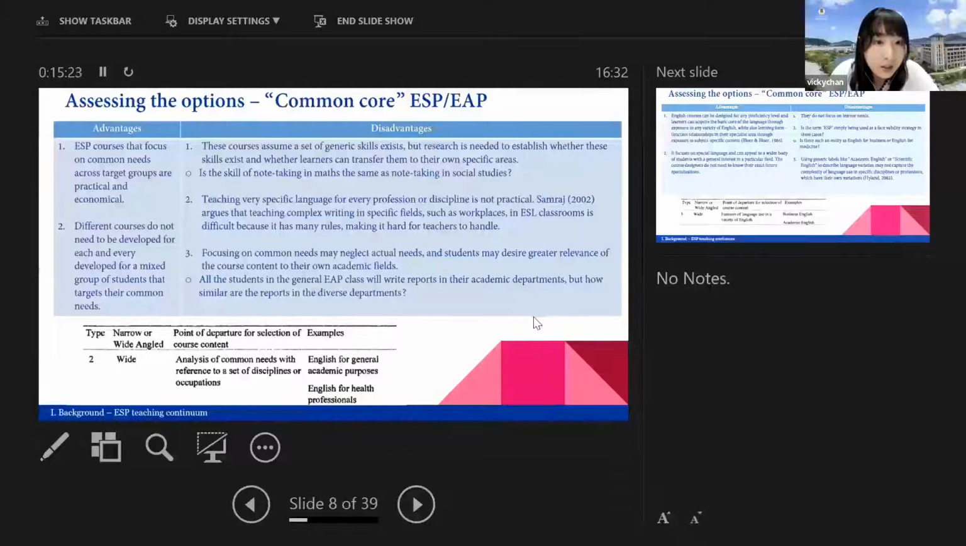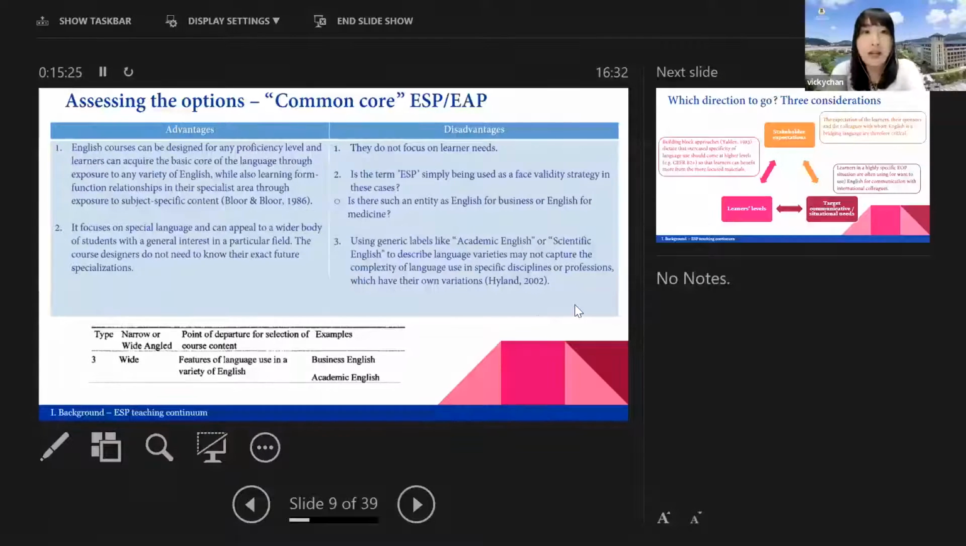And then also here is something very similar to what we just discussed, the type 3, very common core ESP. Again, having the terms academic English or scientific English, generic labels like that, does it really capture the complexity of the curriculum design that we have? So that would be some advantages and disadvantages.